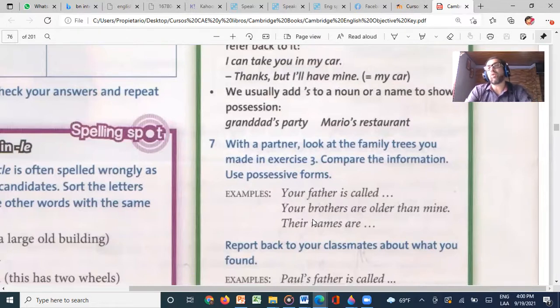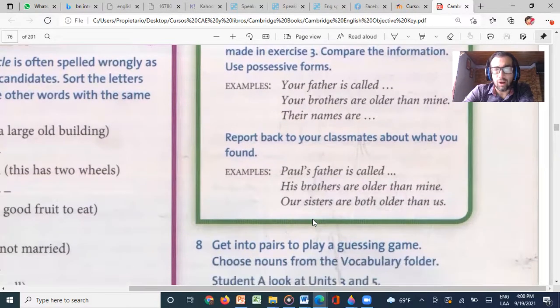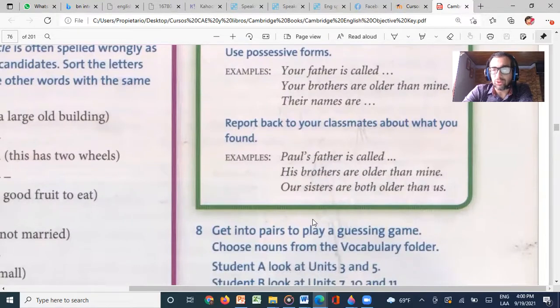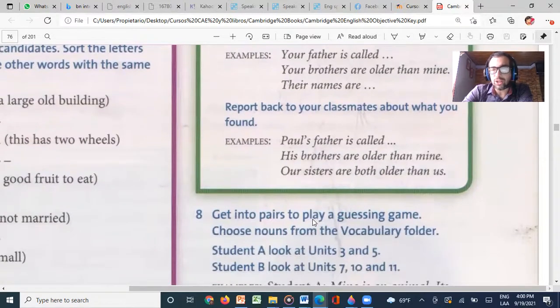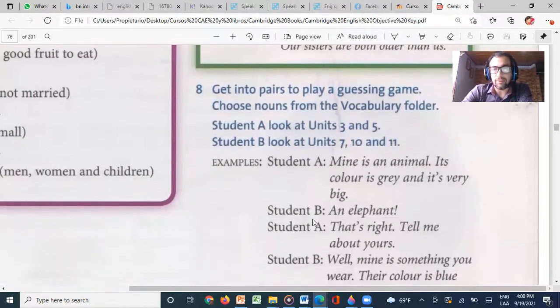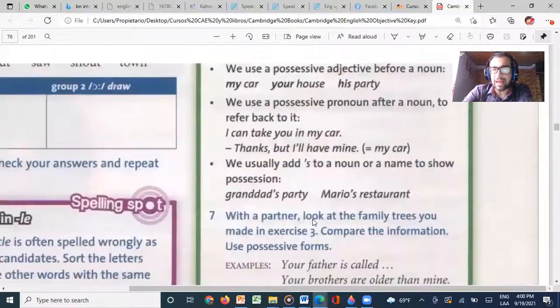Okay, but we can work on that in our live classes. Now it says report back to your classmates about what you found. Example, Paul's father is called, his brothers are older than mine, or our sisters are both older than us. So we're gonna work with that in our live class.